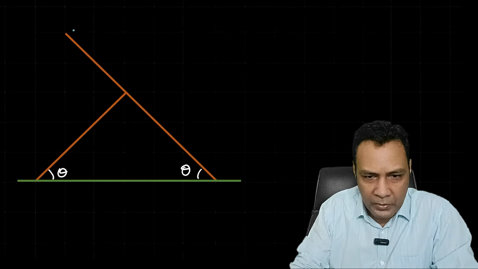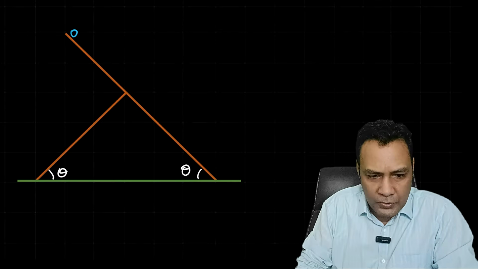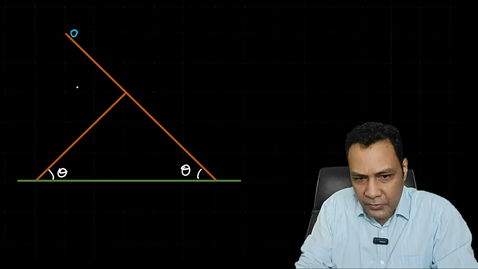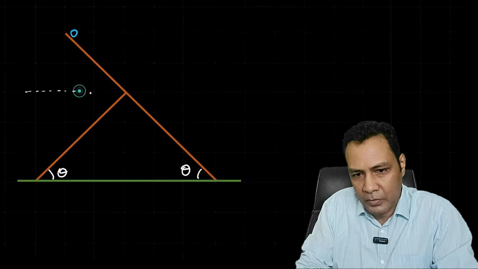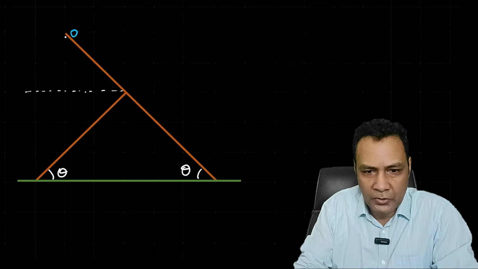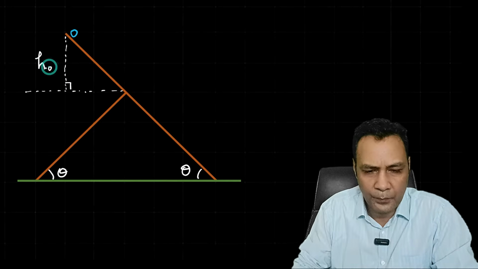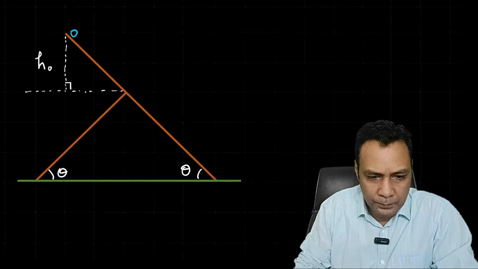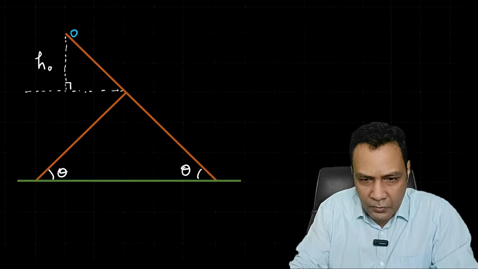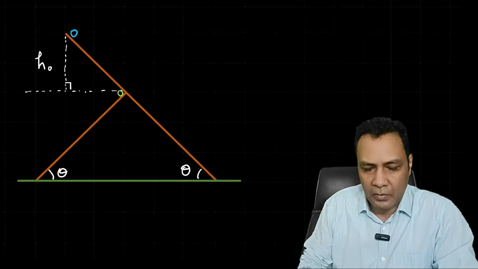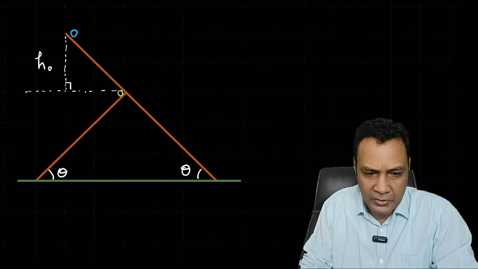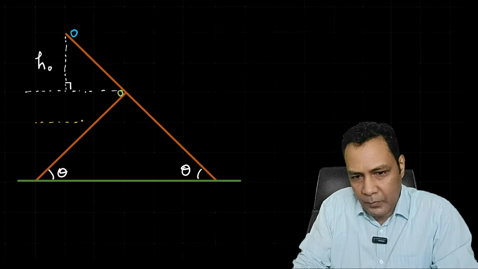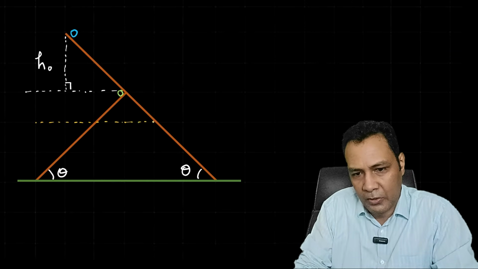Ball 1 is released from here. Suppose the height of this ball from this point is, say, h naught. This is h naught, and the other ball is released from here. At different times, obviously, because their starting points are not the same, they reach maybe this horizontal level.